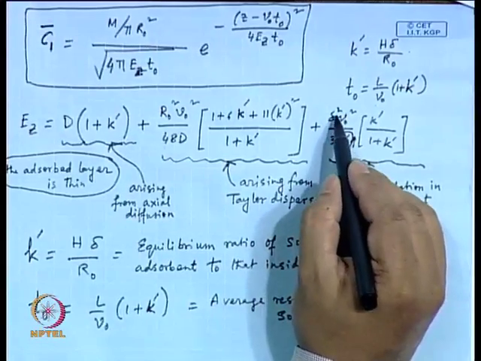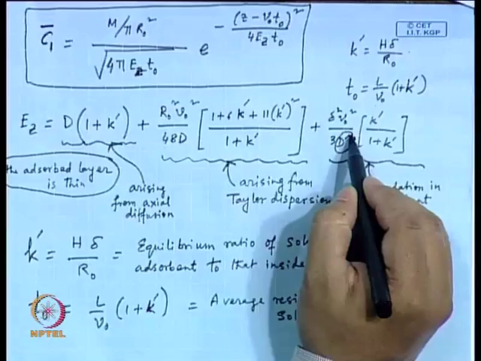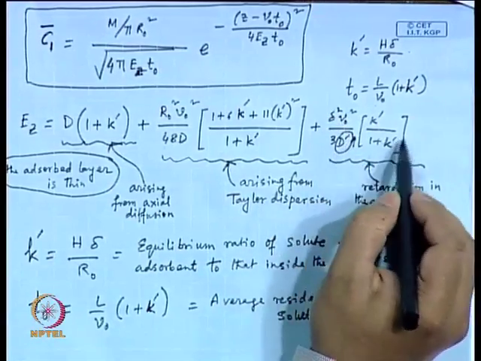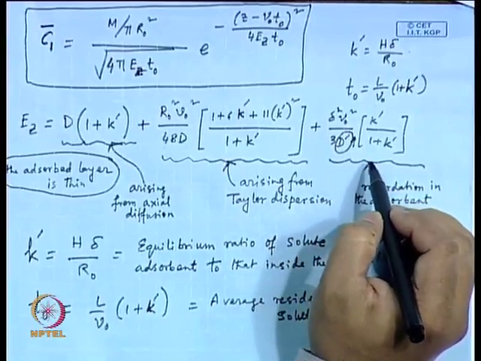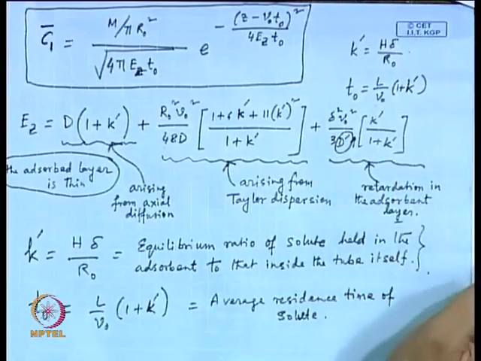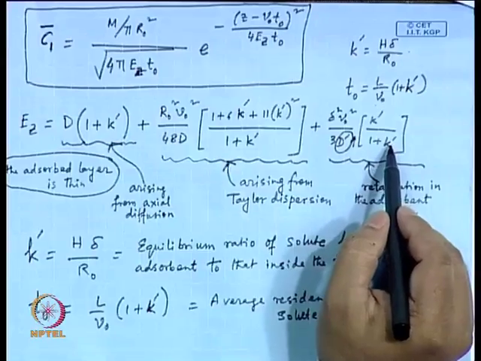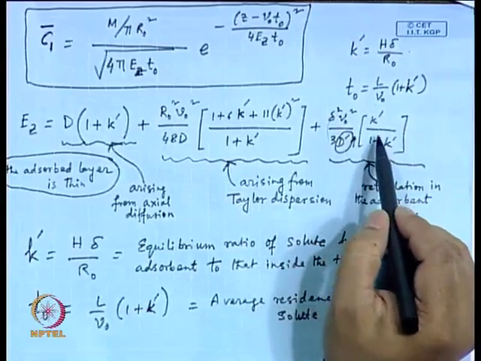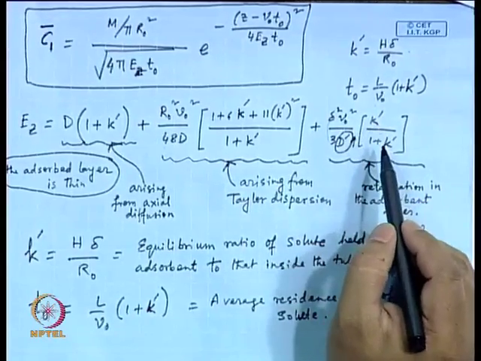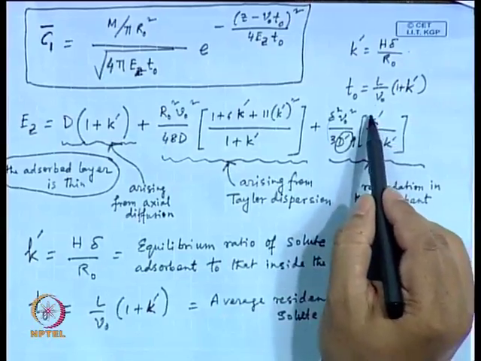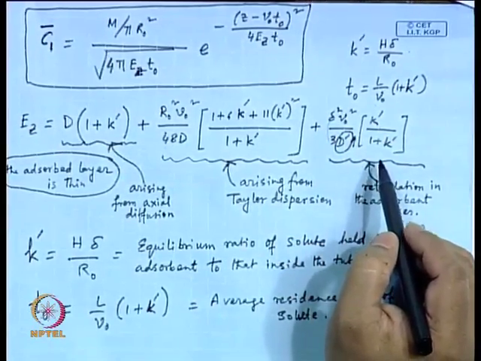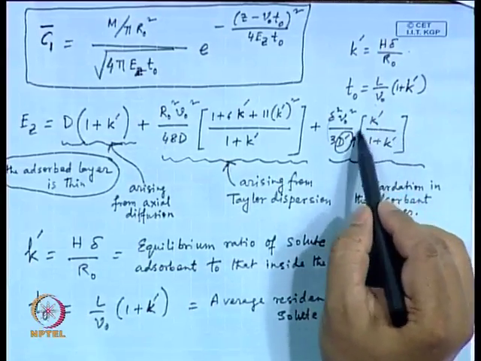Delta by r 0 much less than 1 means delta square would be very small. So, either d prime is much higher or delta is much smaller, both have the same effect, that will make this term insignificant. On the other hand, if k prime is much greater than 1, then the separation due to adsorption becomes dominant. So, this term becomes dominant if k prime is much greater than 1. If k prime is much greater than 1, then this will cancel out and this remains there. But if k prime is much smaller than 1, then this term would be much smaller.